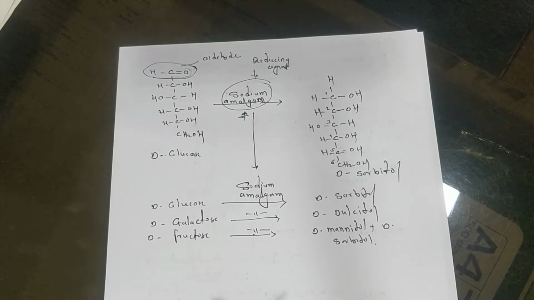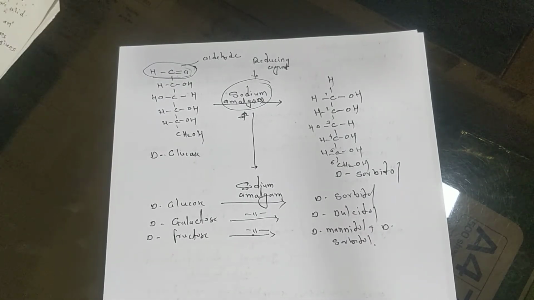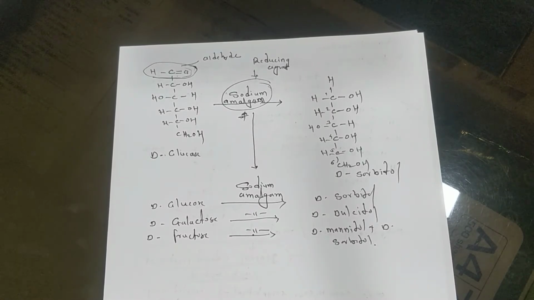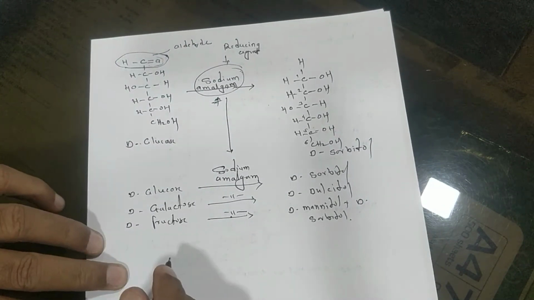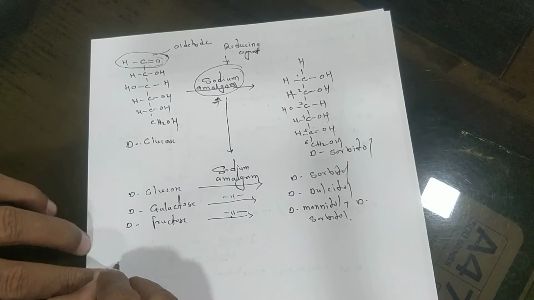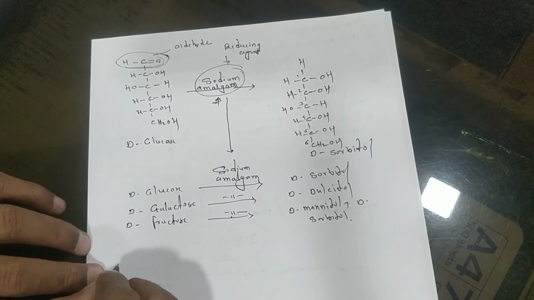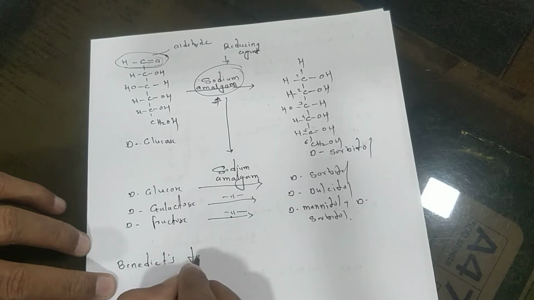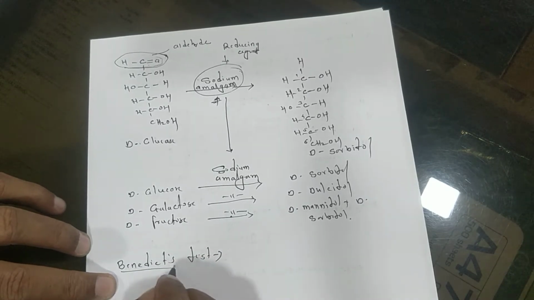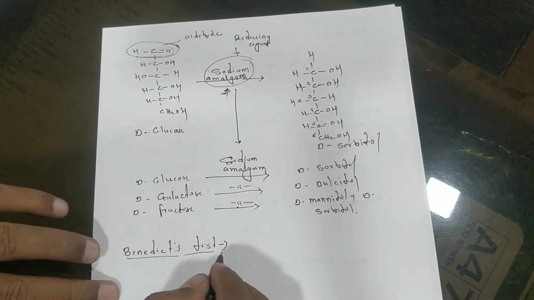These are the examples of the reducing sugars. Okay. Now just see the practicals. Do you perform the practicals? You perform the carbohydrate practicals, the Benedict's reagent. See another test, the Benedict test. Now what is the Benedict test?